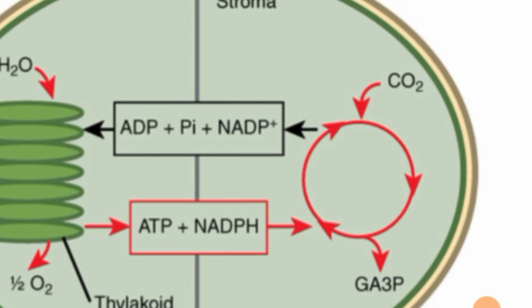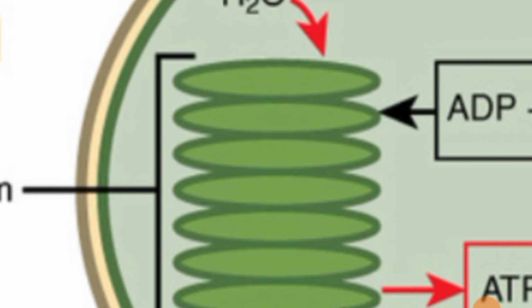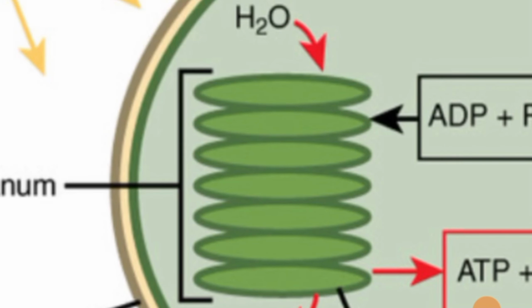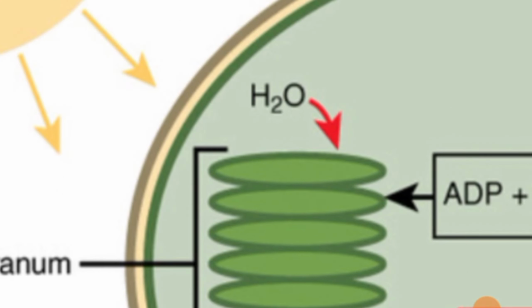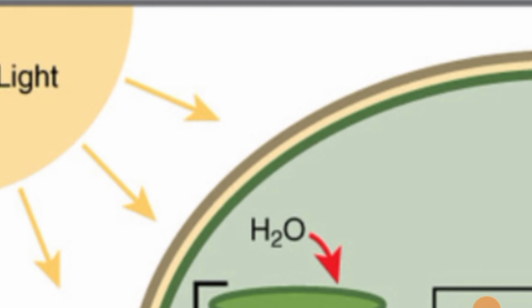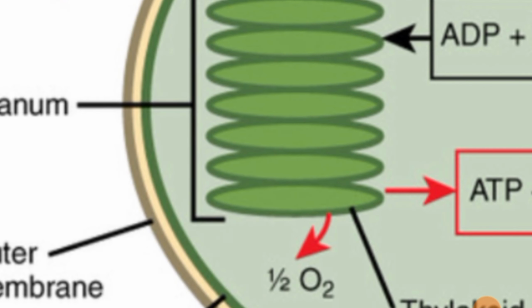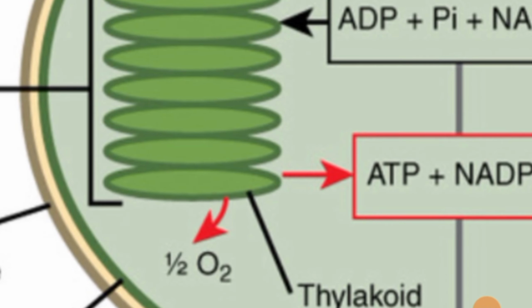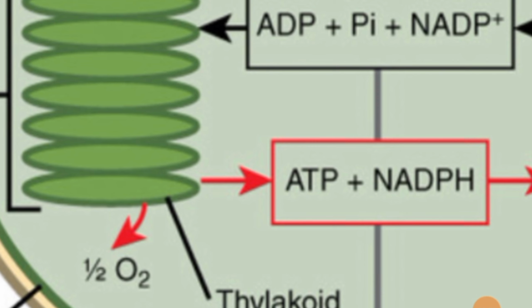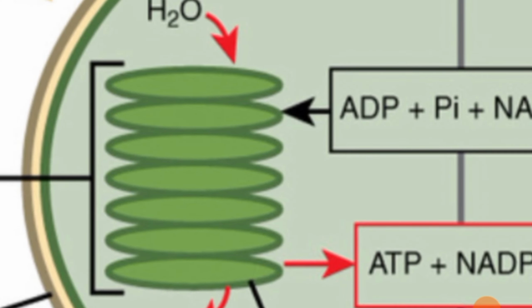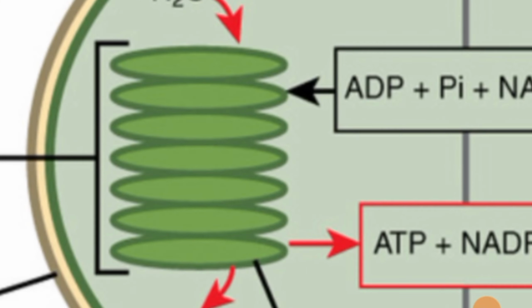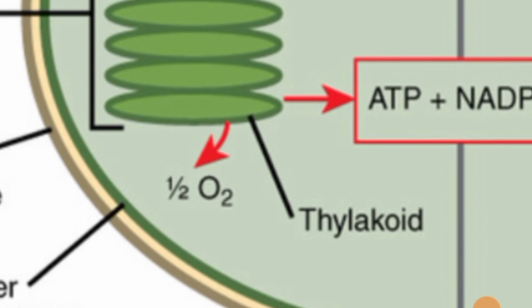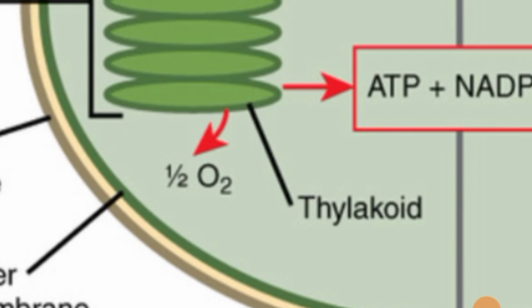Breaking this down, what happens here is this green thylakoid. Remember that it's the chlorophyll that made it look green. The chlorophyll inside this thylakoid traps and absorbs this sunlight, and uses it to produce ATP energy and NADPH energy. It also uses this same sunlight energy to break down water, H2O, into what? Oxygen. This is where we get our oxygen. And also your hydrogen ions.